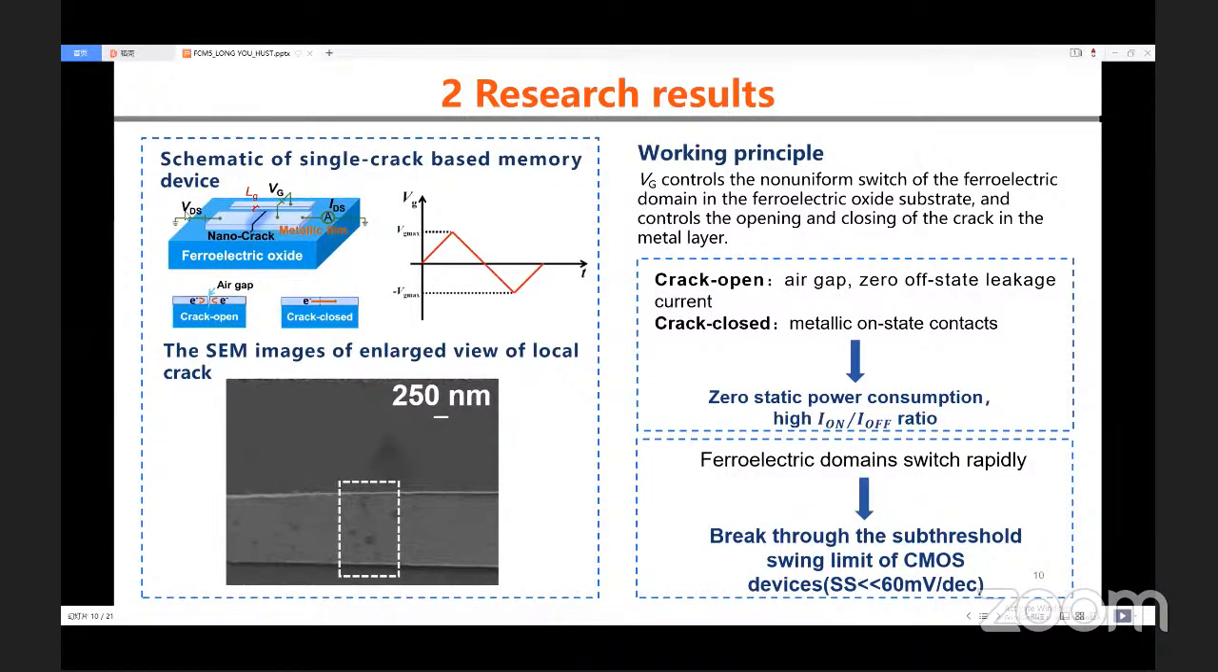VDS serves as the reading voltage to detect the resistance, which is decided by the state of the crack. When the crack is open, a nanoscale air gap is formed, and the current path is cut off, leading to a high resistance state. The voltage Vg enables the closing of the crack, and the current path recovers, corresponding to a low resistance state. Thereby, we can find that it is a non-destructive readout process. The SEM image shows the morphology of the crack.